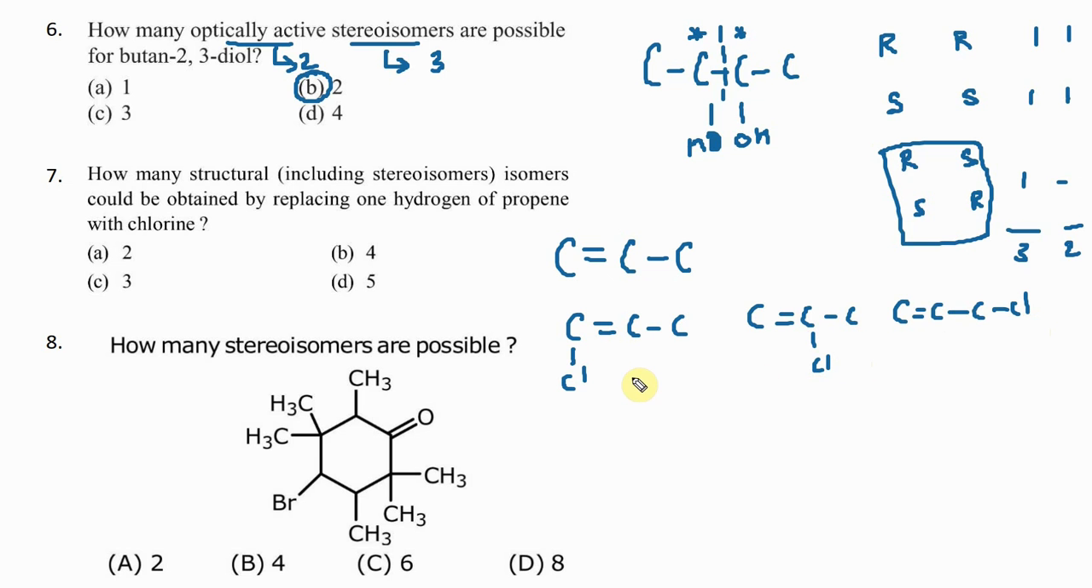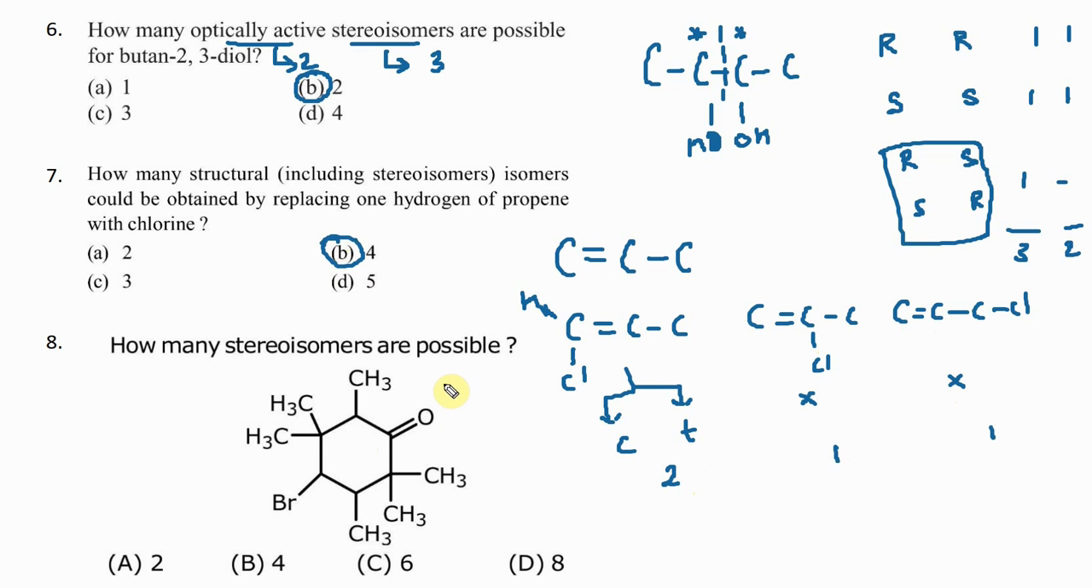Now here if you see, this can give you, there is one hydrogen here. So this can give you cis and trans. Can this give you cis and trans? No, because it is CH2. This also cannot give cis and trans. So I have two geometrical isomers of this compound, one structural isomer, another structural isomer. Total is 4.